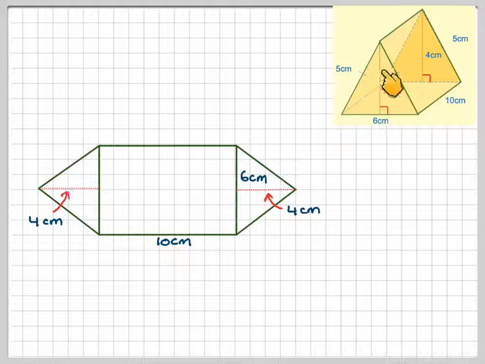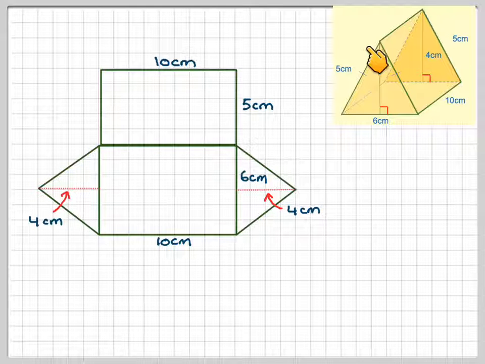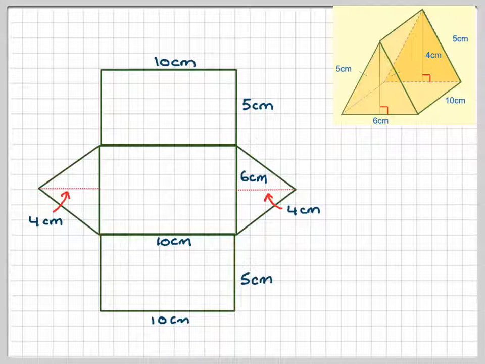This will be this triangle here where this is 4, again this is 6. This length here would be this side here, which is going to be 5 by 10. And then this length here will be this rectangle here, which again is going to be 10 by 5. So basically now all we do to find the surface area is find the area of the 3 rectangles and the area of the 2 triangles.